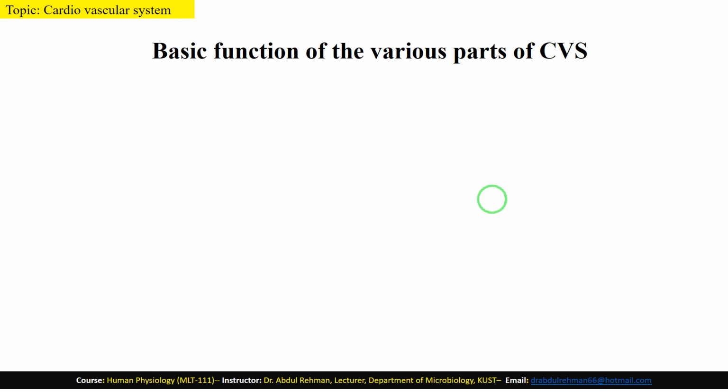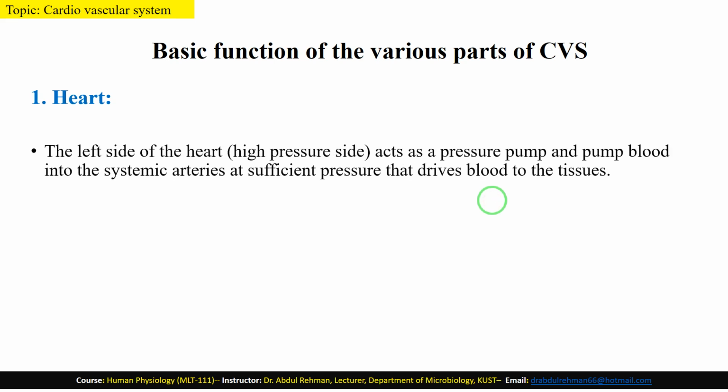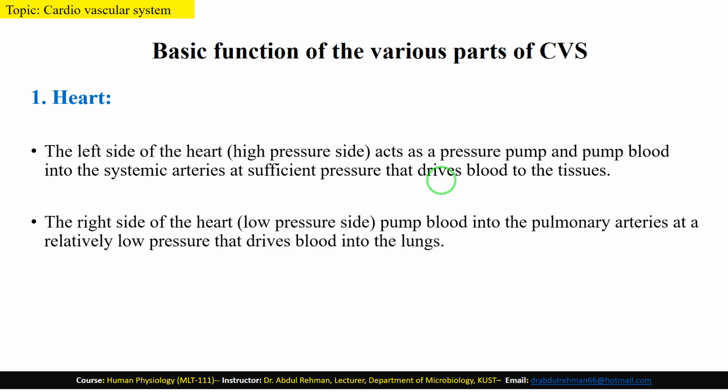So what is the basic function of the various parts of the cardiovascular system? The basic function of the heart is to pump the blood. The heart, as we have studied, has two sides. The left side of the heart is called the high pressure side because it pumps oxygenated blood to the systemic arteries at sufficient pressure that drives blood to the tissue, while the right side of the heart, which is the low pressure side, collects deoxygenated blood from the body and then pumps it to the lungs through pulmonary arteries with lower pressures.